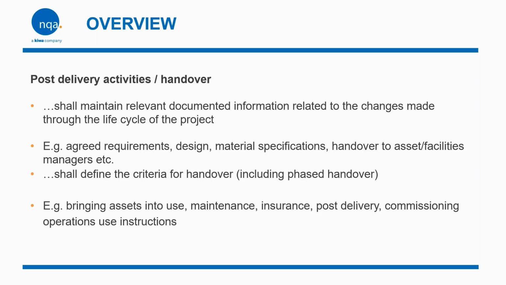What's asked for is organisations should maintain comprehensive documented information relating to any changes that are made throughout the project lifecycle. This includes design changes, material specifications, records of handover of assets or facilities managers. Clear criteria of handover must be defined, including provision for phased handovers if applicable, bringing assets into operations, maintenance responsibilities, insurance requirements, and post-delivery activities such as commissioning and operational use instructions. If this is in place, it supports a smooth transition. It'll reduce risk associated with asset commissioning and operations as well.